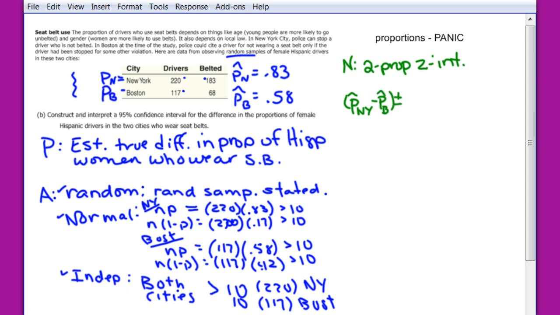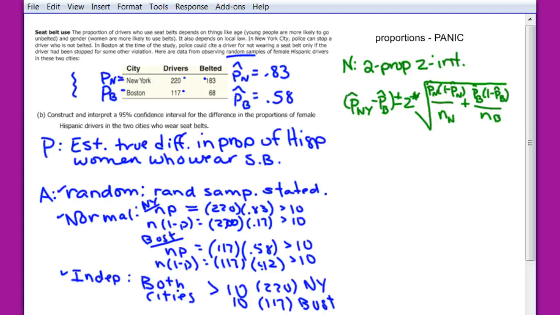And we're going to add and subtract some z value times a big square root. That big square root is going to have the proportion for New York times 1 minus the proportion for New York, over n for New York. And we'll do the same for Boston: p for Boston times 1 minus p for Boston over n for Boston. There you go. So there's your formula.